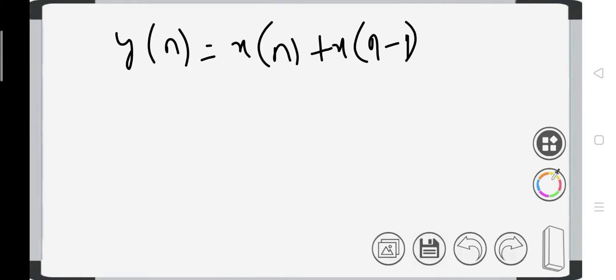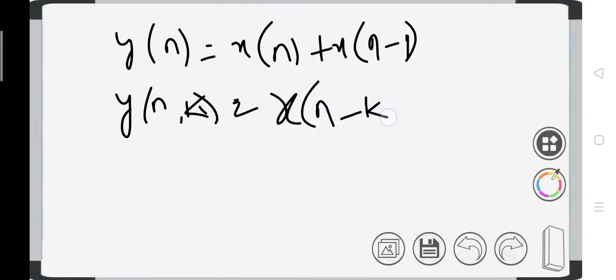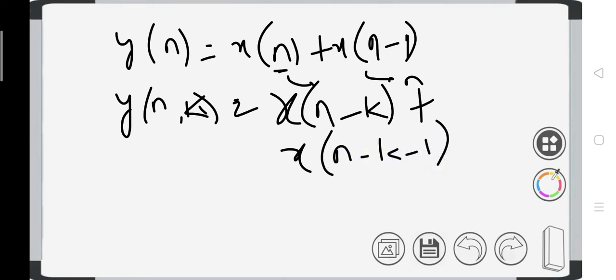So first step, we have to delay the input sequence by some k samples. So y of n comma k is equal to, delaying the input sequence means x of n minus k, I am shifting the input samples only, plus x of, wherever n is there I put n minus k, that is, I am delaying only the input sequence. So n minus k minus 1. Okay, so this is what I have got as the y of n comma k sequence.